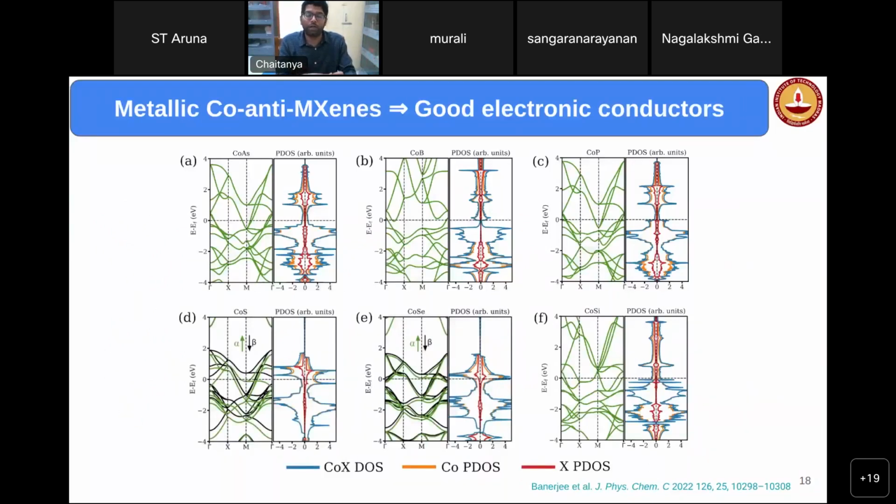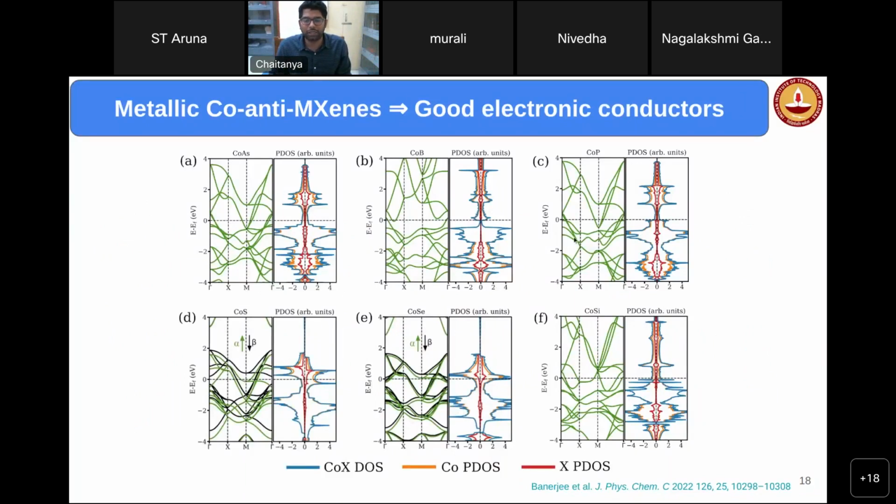Next, among the important points, these anodes should be good conductors of electricity. For that, we have plotted the electronic structure, that is the band structure and the density of states. In general, when you see the band structure, if there are energy levels at the Fermi level, so this is the Fermi level, this horizontal dashed line. If you see here, the bands are crossing at the Fermi level, which automatically suggests that this is a metal. Similar kinds of things you can see for other cases also.